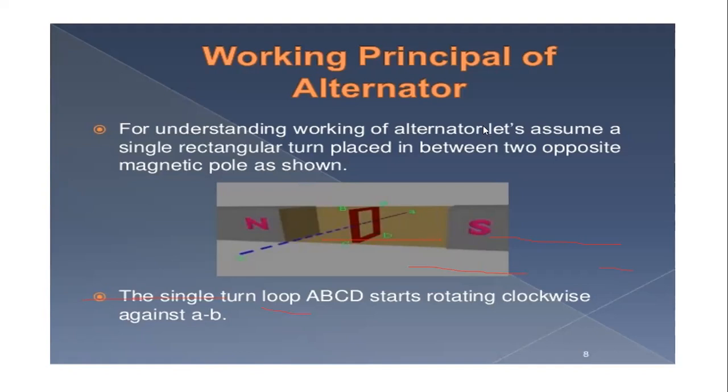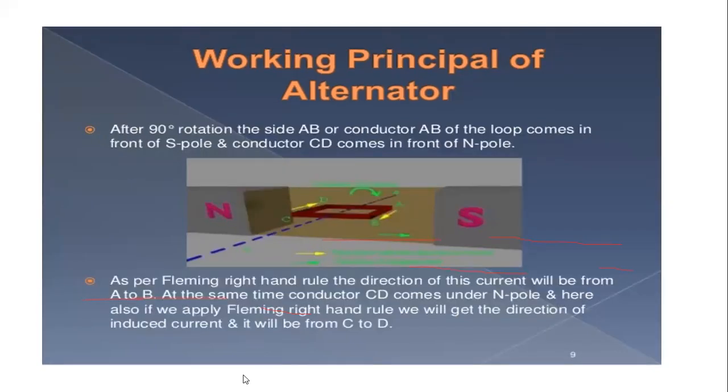For understanding the working of an alternator, let us assume a single rectangular turn placed between two opposite polarity magnets. The single turn loop A, B, C, D starts rotating clockwise, with A to B leading. After 90 degrees of rotation, the AB conductor of the loop comes in front of the S pole, and the CD conductor comes in front of the N pole.